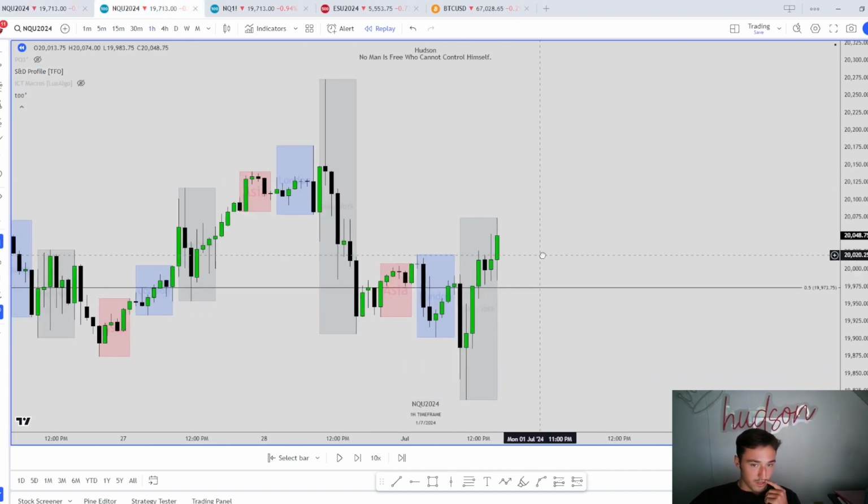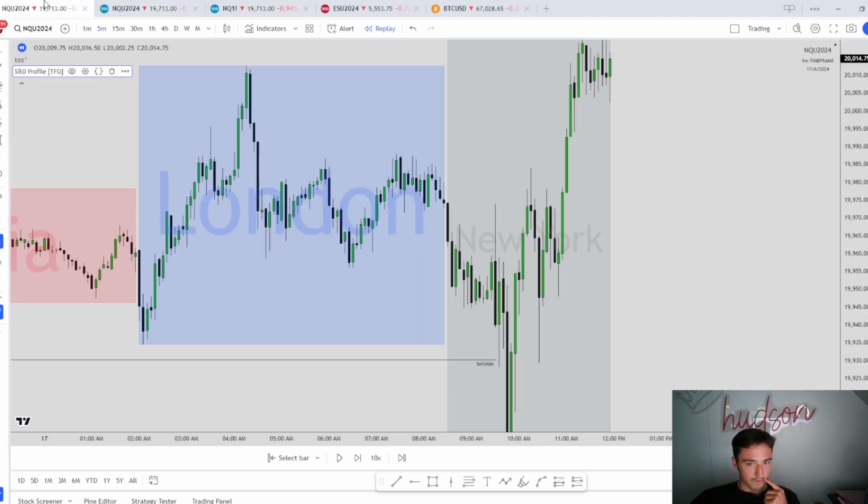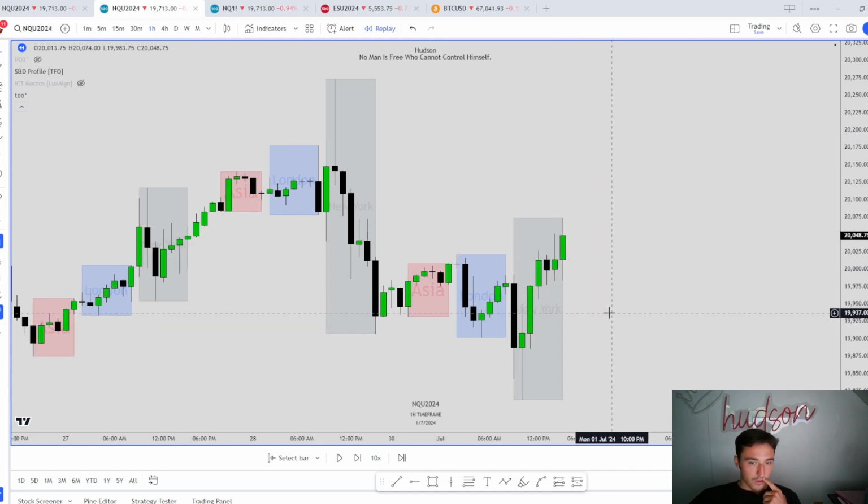So let's move on to the next example. That was from this chart right there. So this next example, same thing, seek and destroy profile. London takes out Asia high and Asia low, but we have this fair value gap right here. So we have an imbalance that's going to be acting as a PD array to deliver us to sell side.